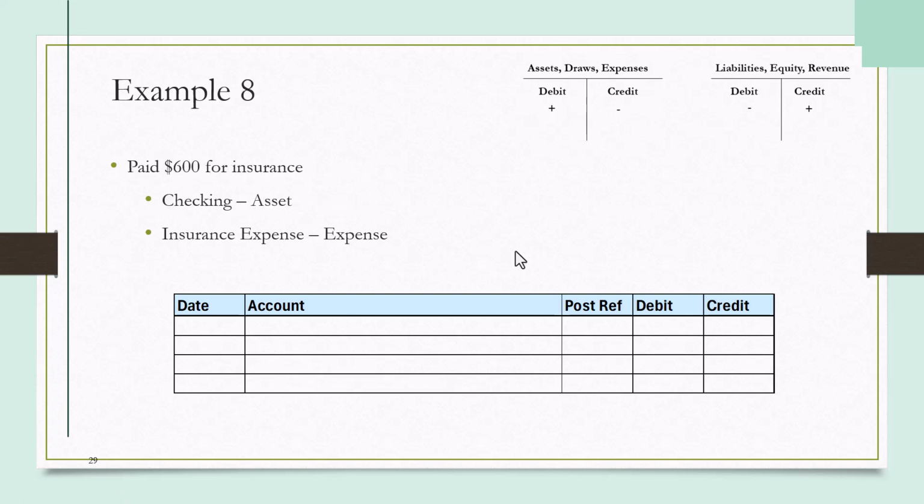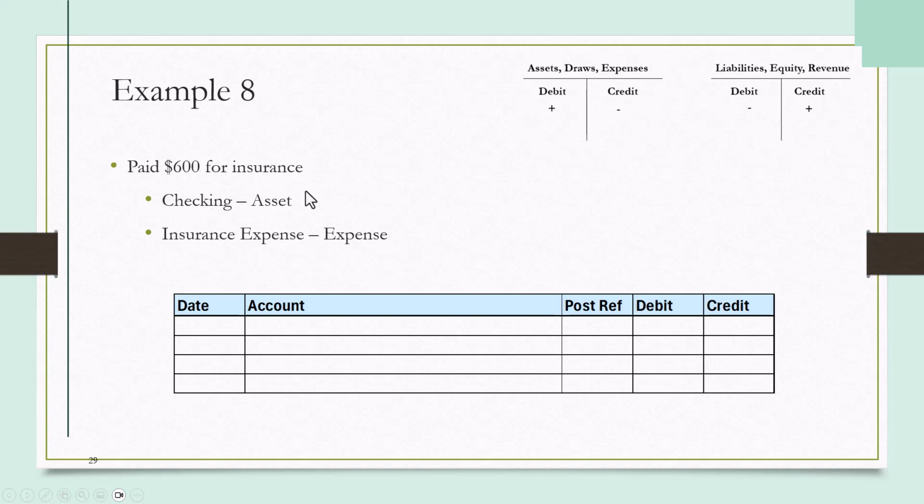In this example, they paid $600 for insurance, which is likely going to be recorded as insurance expense. Sometimes you'll see insurance recorded as prepaid insurance if they're paying for several months in advance. But in this case, we're just going to assume that it's for 1 month because we don't have any other information. And then we're also going to assume that they paid with a checking account because it doesn't really tell us whether they paid with cash or a savings account or what.